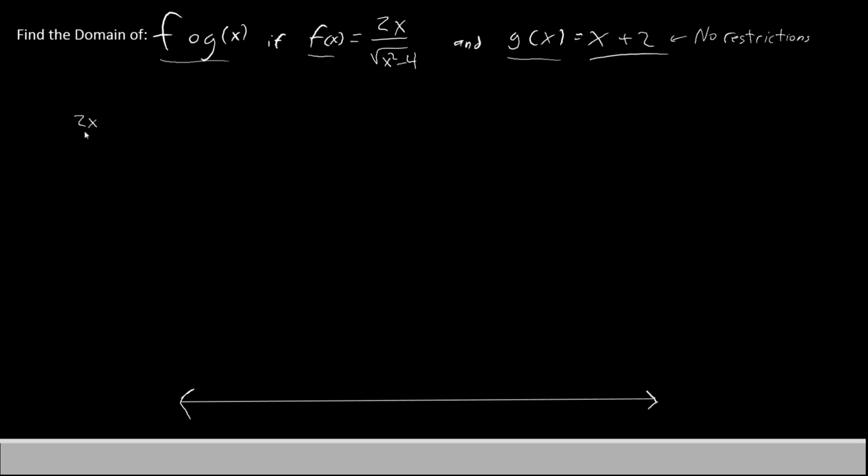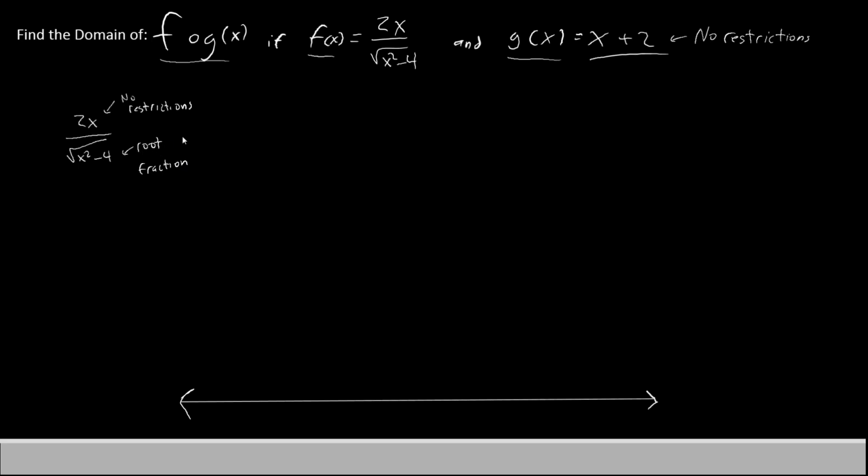Write it down over here. 2x divided by root of x squared minus 4. Let's look for roots, look for fractions. Well, the top here doesn't have any roots or fractions, so there's no restriction from the top either. But the bottom has a pretty nasty restriction. It is a root, and it's also a fraction.